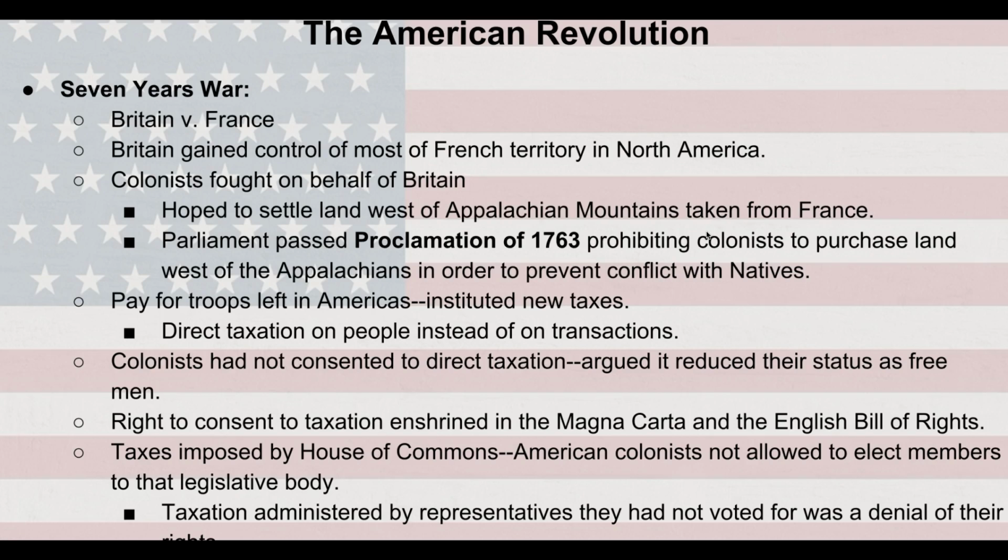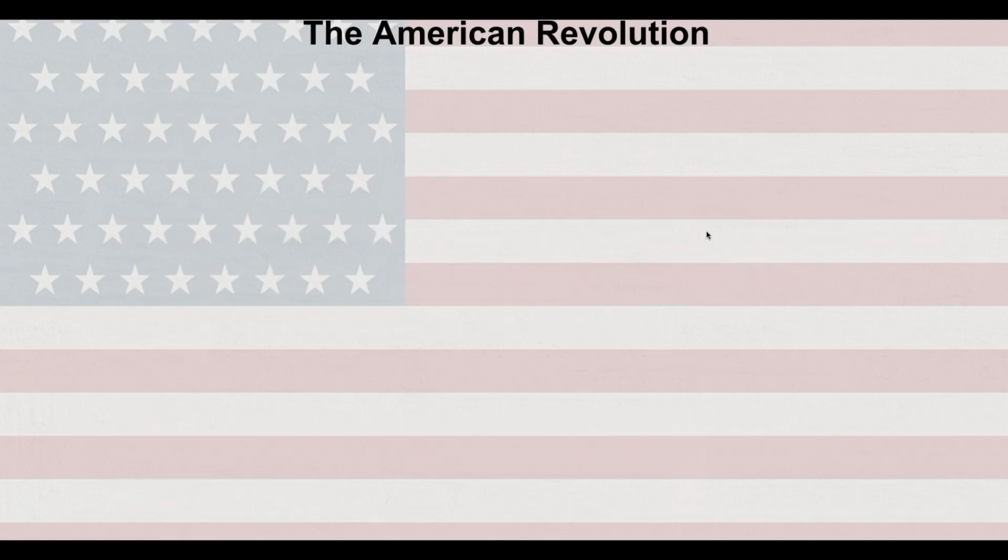And so what they do is they say, this is a denial of our rights. You're infringing upon our freedom as citizens of Great Britain, and you are infringing upon some of these rights that are enshrined in very significant documents like the Magna Carta and the English Bill of Rights that have been in place since 1215 and 1689. And so there's going to be some significant blowback from the colonists regarding this taxation, regarding the fact that they are not going to be allowed to settle land west of the Appalachian Mountains.